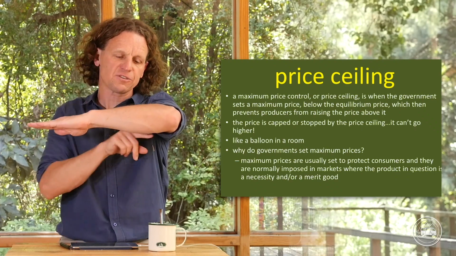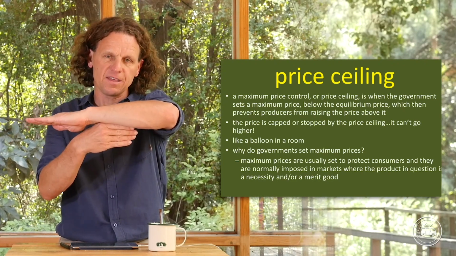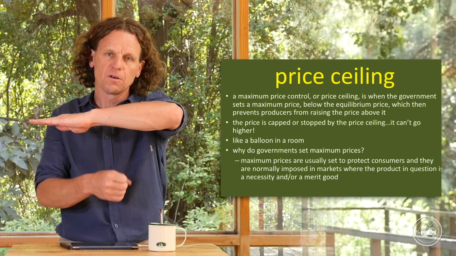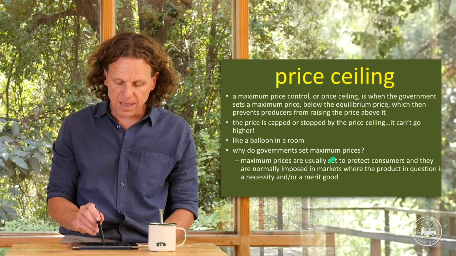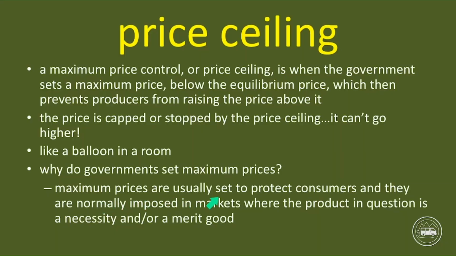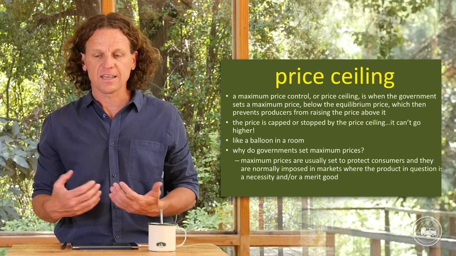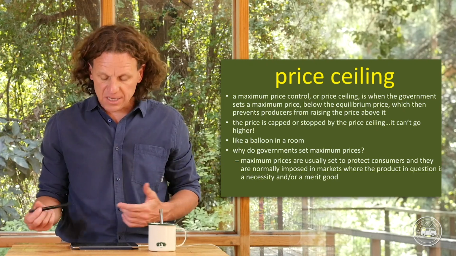So the price ceiling is actually set below market equilibrium price, right, to prevent, and in this case, it's going to be to look after consumers, the consumer child of the government, right, to guarantee an affordable price, okay? So why do they set maximum prices? Maximum prices are usually set to protect consumers, and they are normally imposed in markets where the product in question is a necessity and or a merit good. In other words, it's something that the government has decided should be available to its people at an affordable price. Okay? Let's take a look at the diagram.